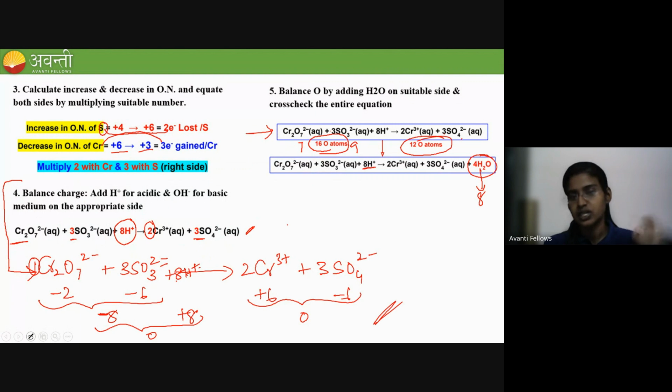Clear? This is the oxidation number method. Is that okay for all? Clear? Any doubt from both the methods?